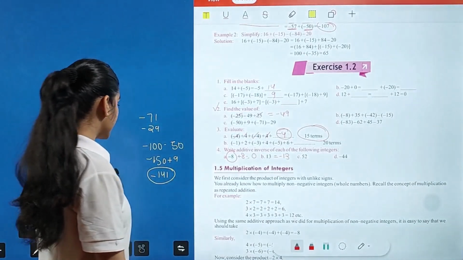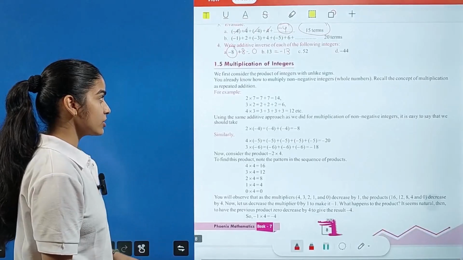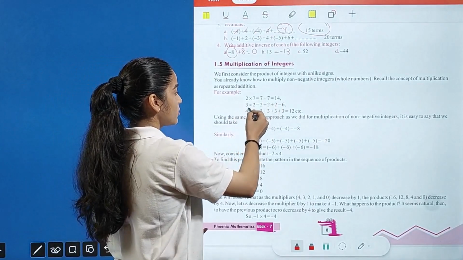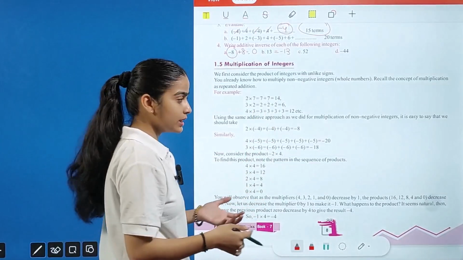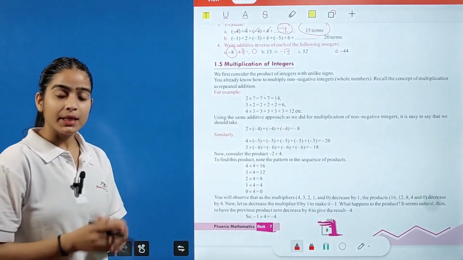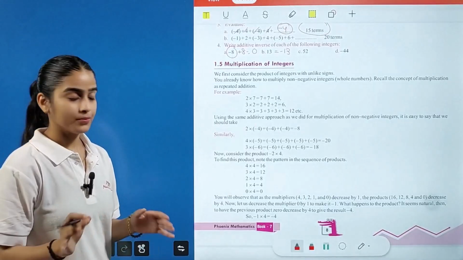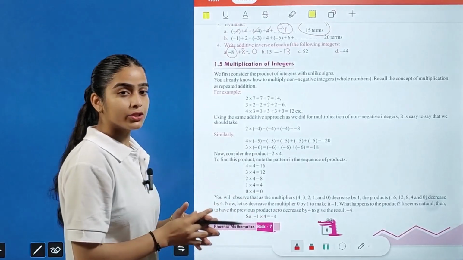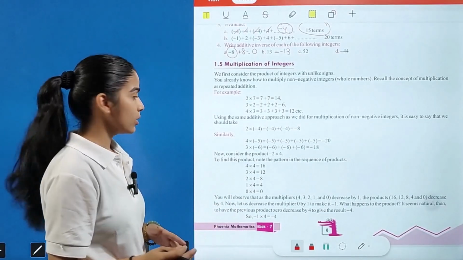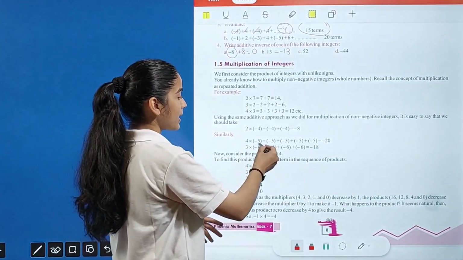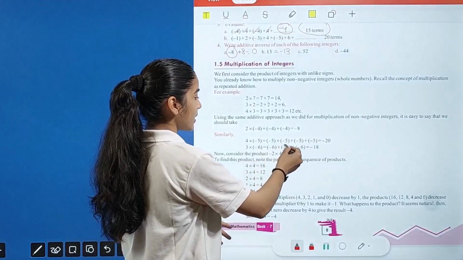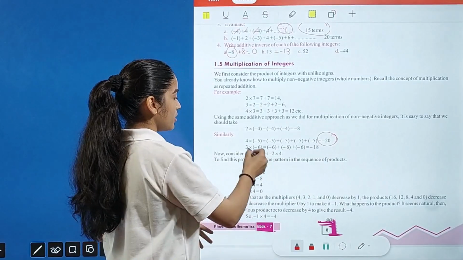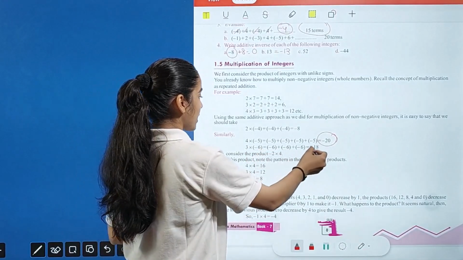Now we are going to deal with multiplication of integers. So for example, 2 multiplied by 7 means 7 plus 7, and 3 multiplied by 2, we have to add 2 three times. So we can also say that multiplication means repeated addition, right? Similarly, we deal with multiplication in integers as we do in whole numbers. 4 multiplied by minus 5 is equal to minus 5, minus 5, minus 5, minus 5, and you will get your answer minus 20. 3 multiplied by minus 6 means minus 18.